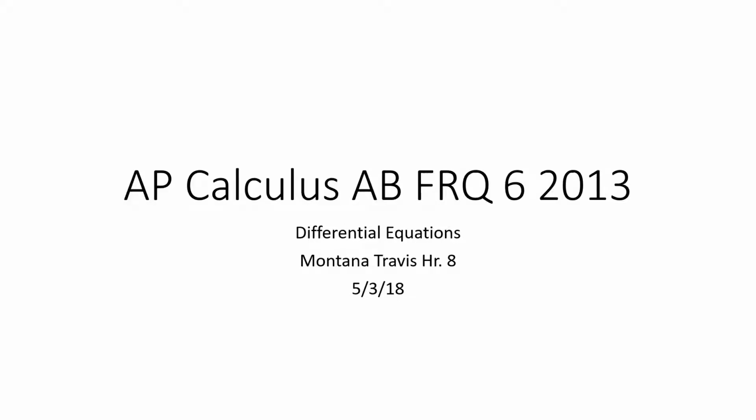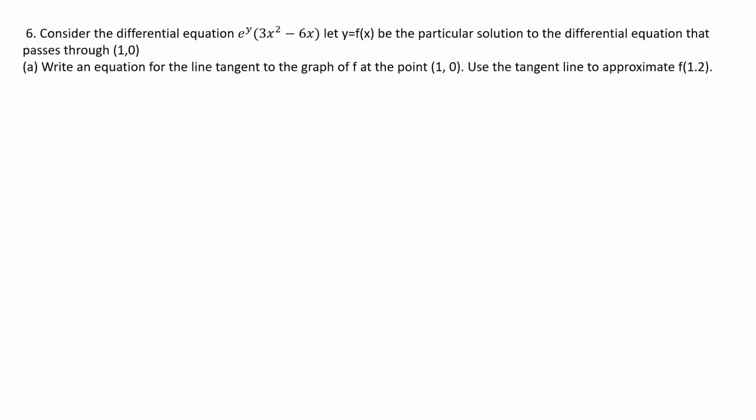Today we're covering AP Calculus AB free response question number 6 from the 2013 test on differential equations. Let's get started. They say to consider the differential equation dy/dx equals e to the y times 3x squared minus 6x. Let y equals f of x be the particular solution to the differential equation that passes through (1, 0). For part A, write an equation for the line tangent to the graph of f at the point (1, 0). Use the tangent line to approximate f of 1.2.